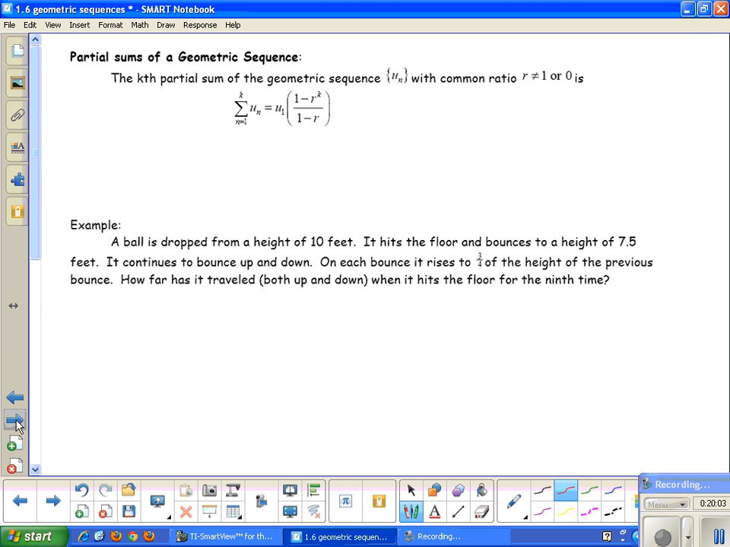So next part we have our partial sums of a geometric sequence. The kth partial sum of a geometric sequence u sub n with a common ratio r not equal to 1 or 0 is given by this formula. So remember we talked about this is your sigma notation, which means you're finding the sum of all the terms. This is where you start, and this is the ending value, and this is the formula that tells us what to do.